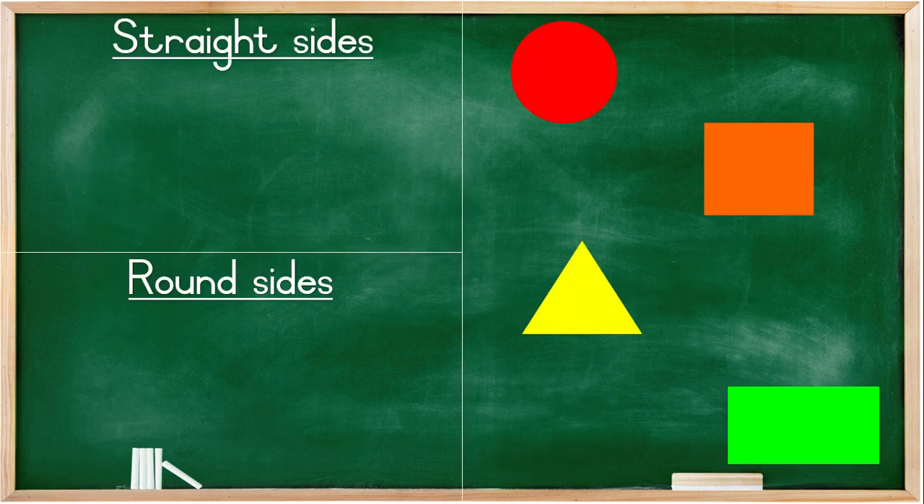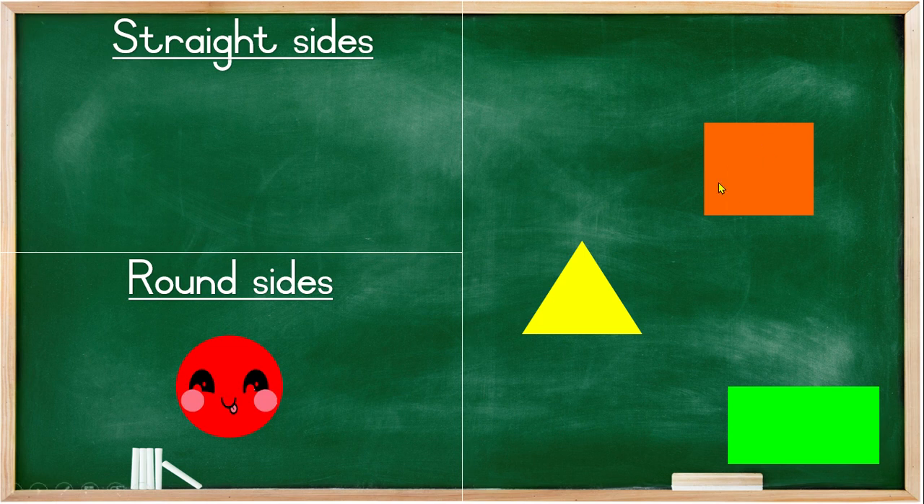Now we have to sort out the shapes on the right hand of the screen into the 2 boxes on the left hand. We have to say if the shape has a straight side or a round side. So first let's look over here. This is a circle. We know circles have one side and it's round and no corners. So, therefore it has round sides. Oh look, it's Cindy's circle.